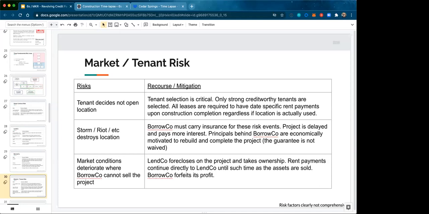Worst case scenario, market conditions deteriorate and BorrowCo cannot sell the completed project, at which point LendCo forecloses on the project that is producing a yield which is better than the cost of capital that we're getting from Maker in the first place. We collect rent payments and continue to do so until we sell the project, which we're not in the business of holding projects, we're in the business of lending for them. We wouldn't fire sale it, but we would divest it appropriately. And the BorrowCo would forfeit all of its profit.